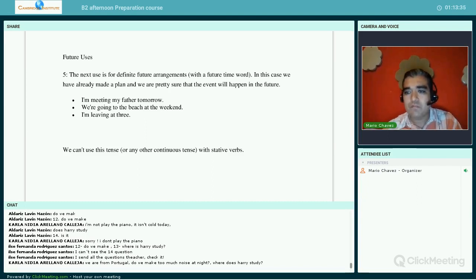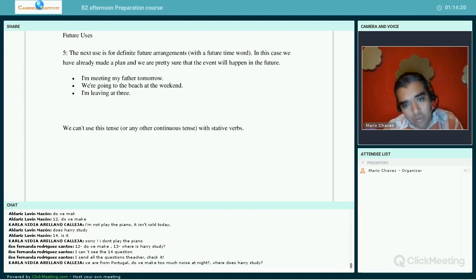So later on, probably tomorrow, because today I guess we're not gonna have enough time, we're gonna see the difference between will and going to, because they are two forms we use for the future. But we can also use the present continuous for the future. And whenever we use it for the future, it's because we have planned it and we're positive it is going to happen. Example, I'm meeting my father tomorrow. We're going to the beach at the weekend. I'm leaving at 3. We can't use this tense or any other continuous tense with stative verbs.